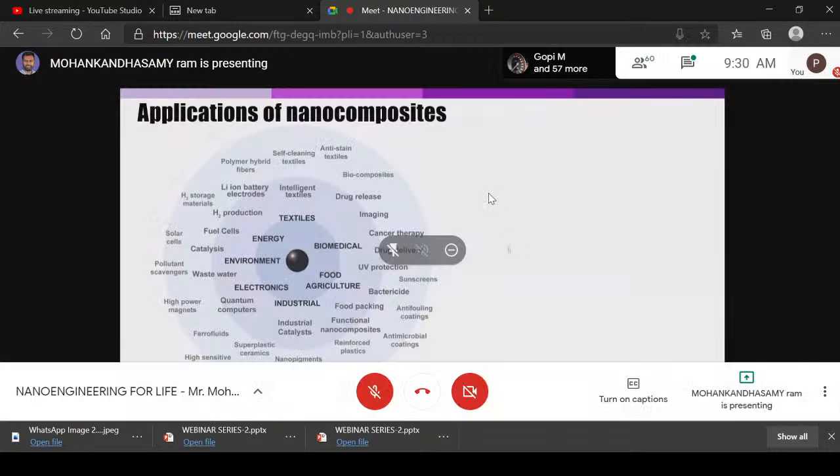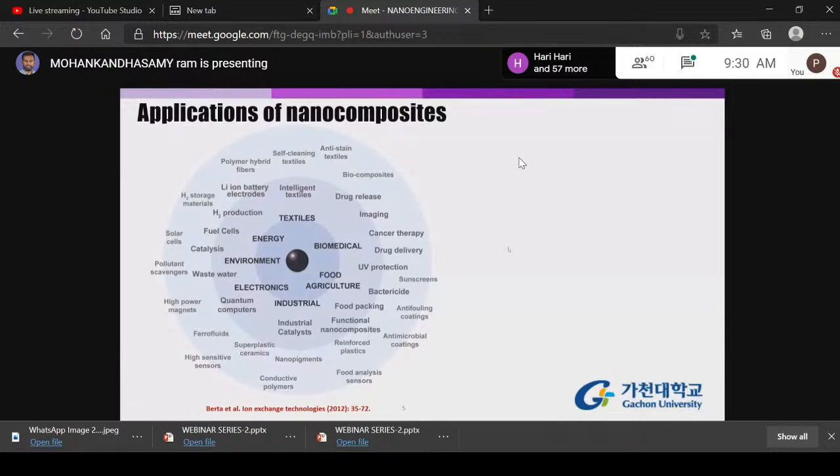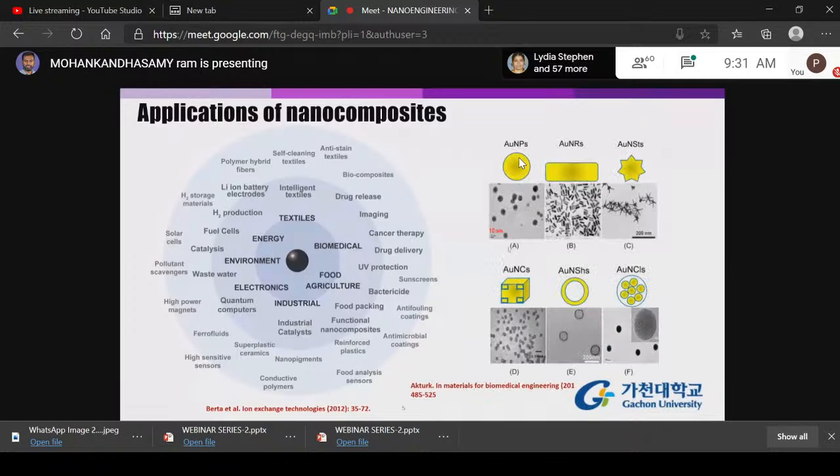Again, in the case of energy, the solar cells, as you all know, sunlight is a very good, sustainable resource for producing electricity. So with the help of nanotechnology, those solar cells are being made and the currents are produced. In that case, we don't need to depend on the rain or wind power anymore. So these are the potential applications of nanocomposites.